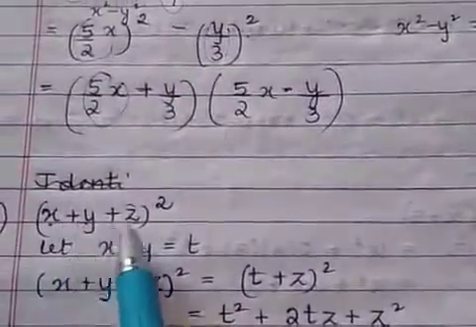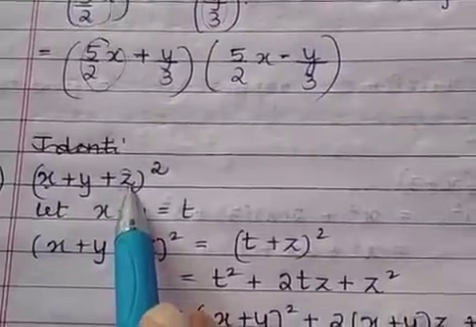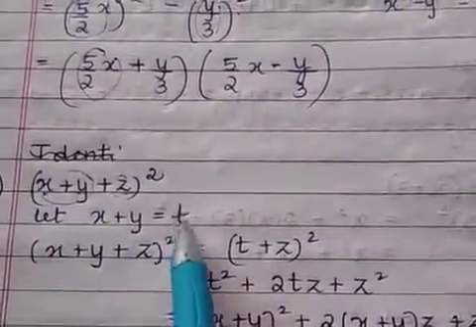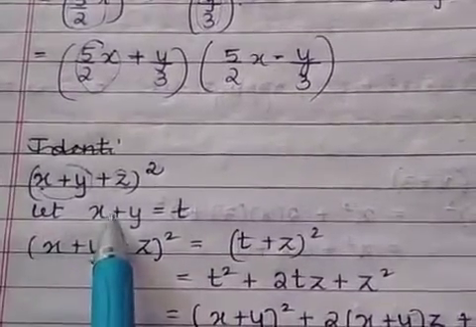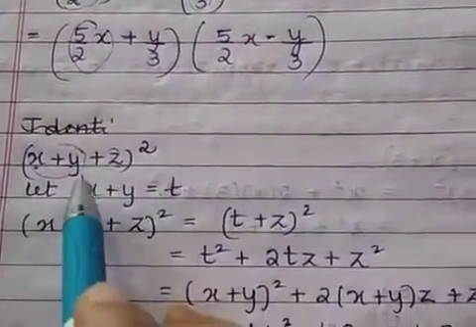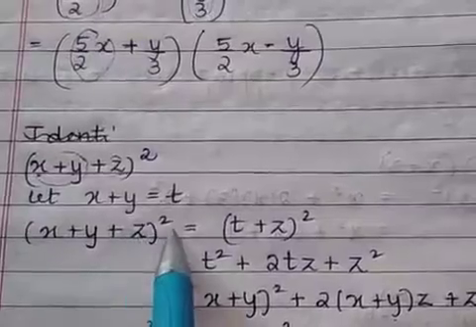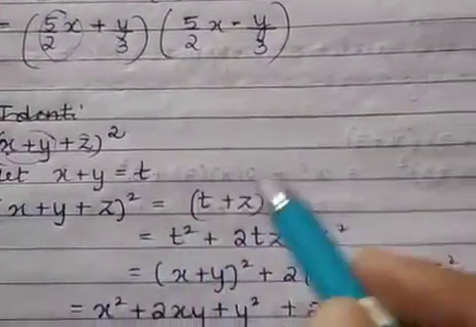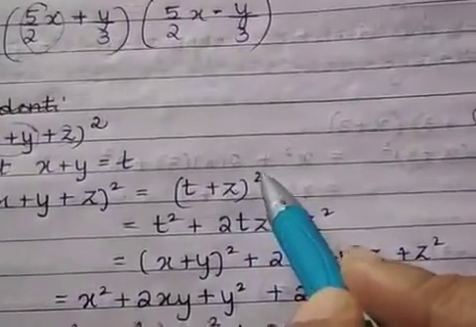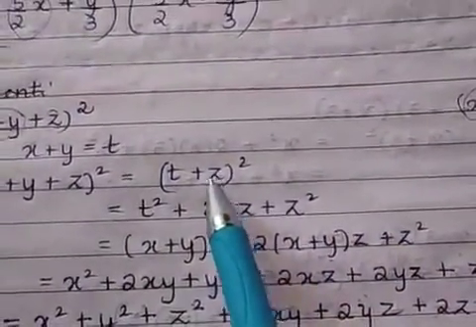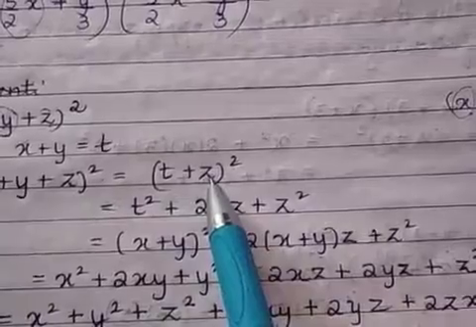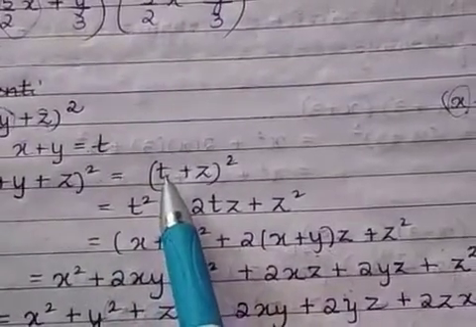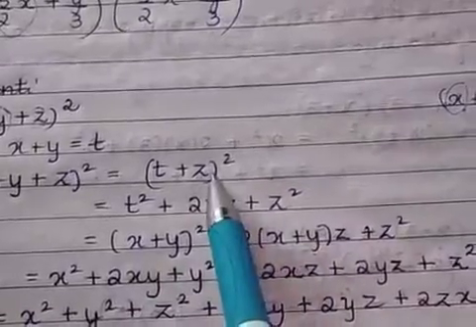But now since here we have three terms, what we are going to do is substitute for these two terms some other variable. So let x plus y be equal to t. Then x plus y plus z the whole square will be equal to, in place of x plus y you have t, so t plus z the whole square. Now I can use the identity of x plus y the whole square for this, and on solving you get t square plus 2tz plus z square.